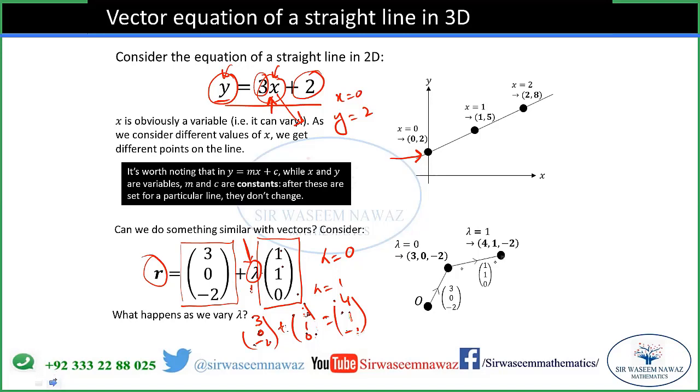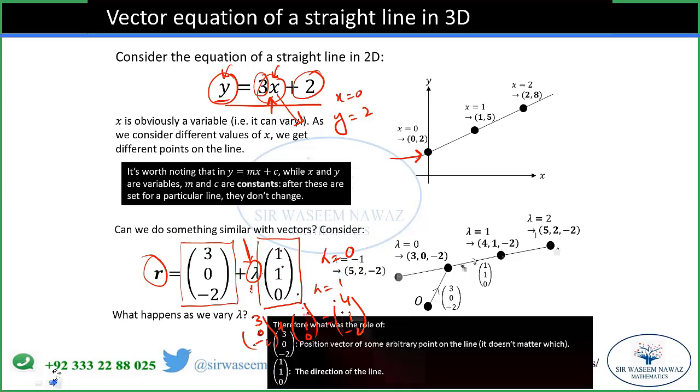Oh, yes. So again, this is forming a straight line. Let's check another point. If I place lambda 2 here, I get this one. And if I take some negative value of lambda, I get this one. So again, I am forming a straight line. So it means we can say that r equals some constant vector plus lambda times some constant vector will also give us an equation of a straight line.